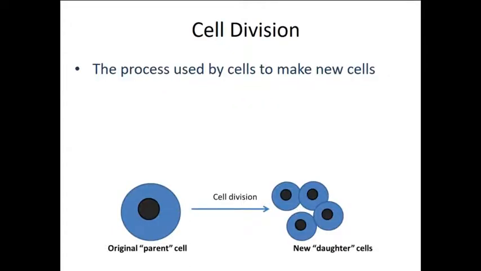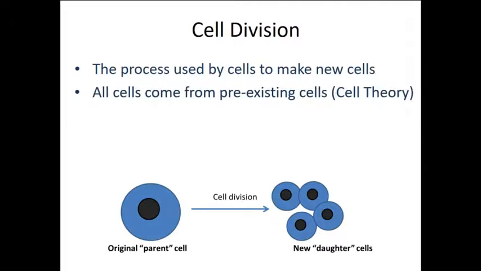All right, so cell division is the process to make new cells. All cells come from pre-existing cells. That's something called the cell theory. A theory, by the way, is something in science that is well-known and has a well-known phenomena and has a lot of scientific evidence behind it.